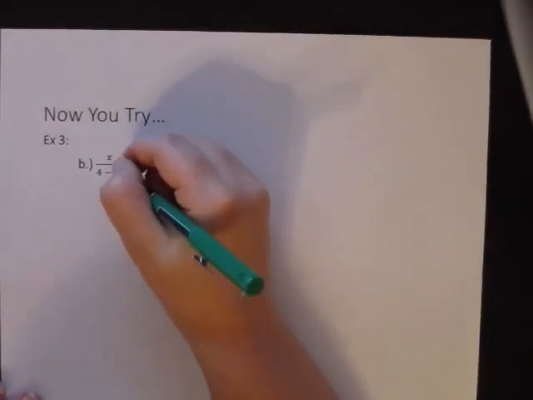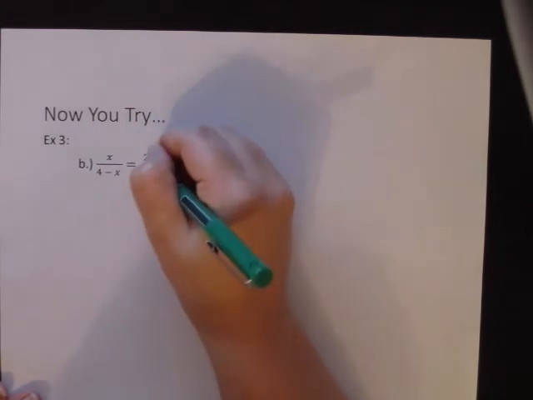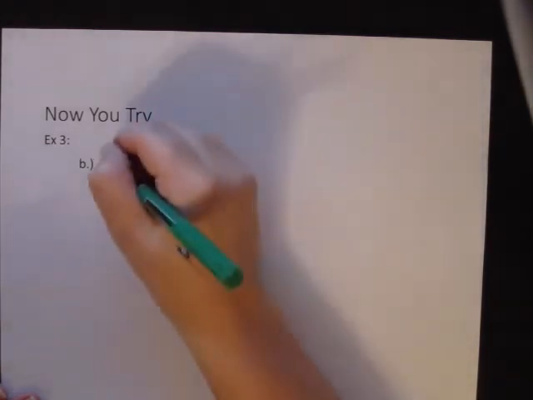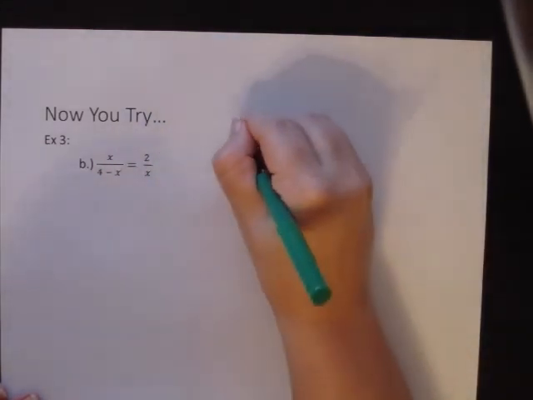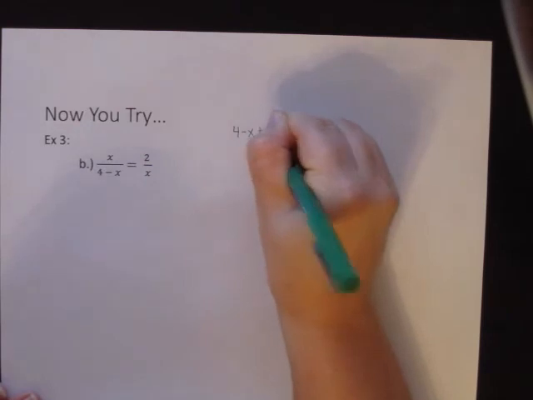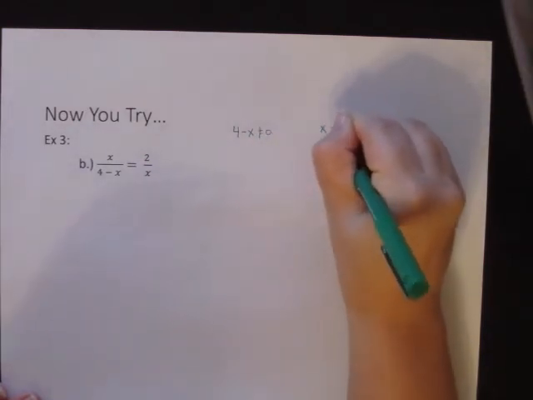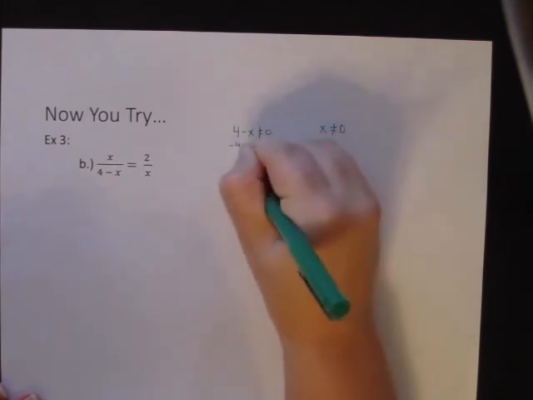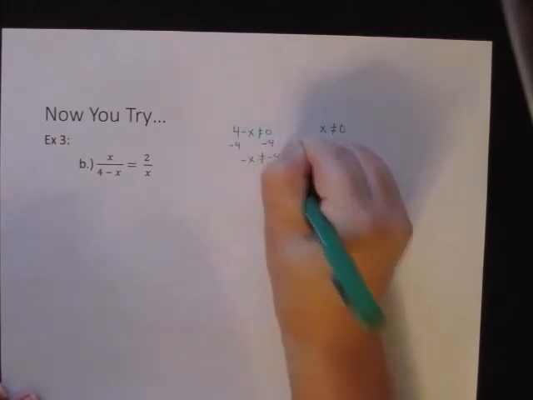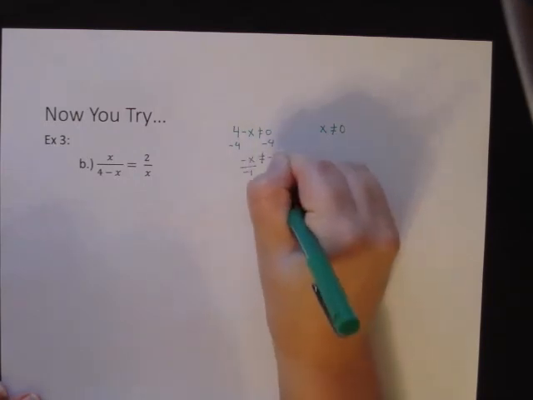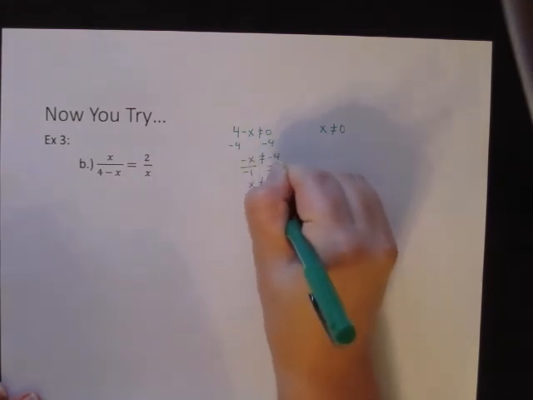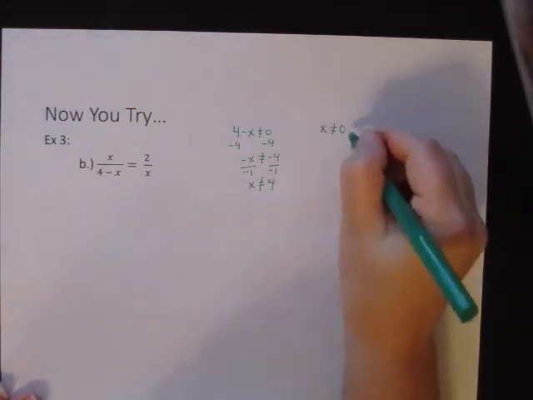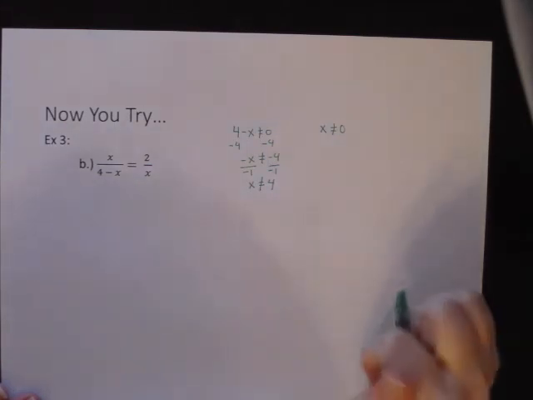Okay, so we got x over 4 minus x equals 2 over x. First thing we have to do is we have to figure out where it's undefined. So there's nothing I can factor, so I'm going to go 4 minus x cannot equal 0. And then the other equation is x cannot equal 0. So if I clean this up, I'm going to subtract 4 on both sides. So I get negative x cannot equal negative 4. Then I'm going to divide by negative 1. And I get x cannot equal positive 4. So x cannot equal positive 4 and x cannot equal 0. Any other answer, good as gold.